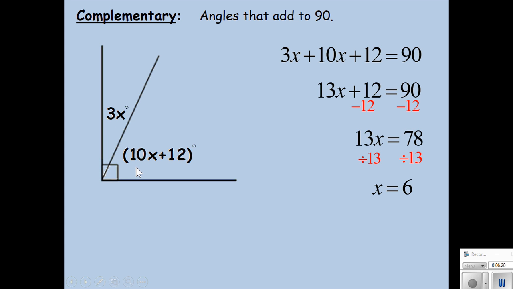If I ask you to find what are the measures of those angles, you would take that 6 and plug it back in for x. 3x becomes 3 times 6, which is 18. 10x plus 12 becomes 10 times 6, 60, plus 12, 72. So we can actually find the actual measures of the angles from this information. This is an example of a hard problem having to do with 90-degree angles or complementary angles.